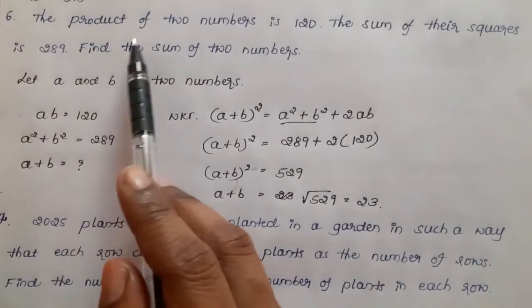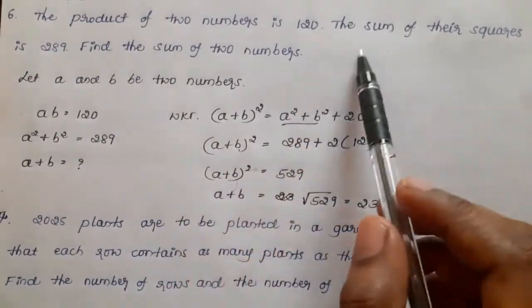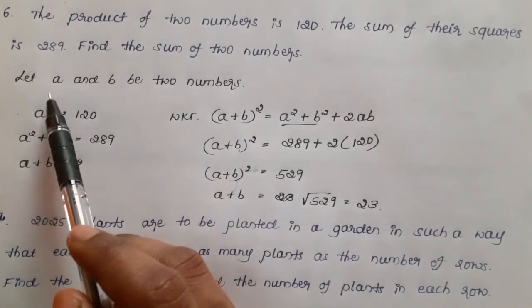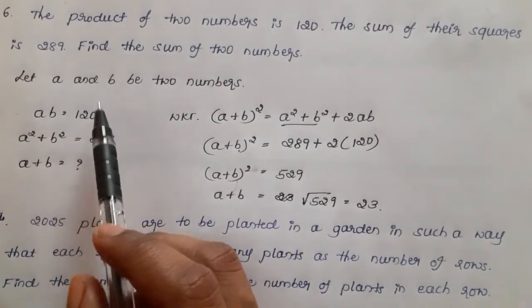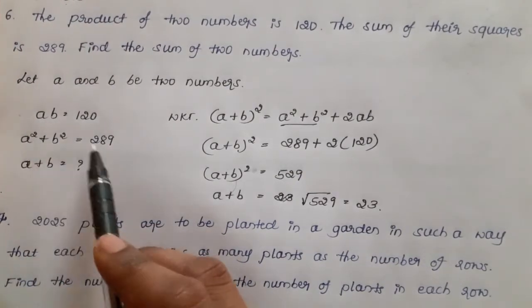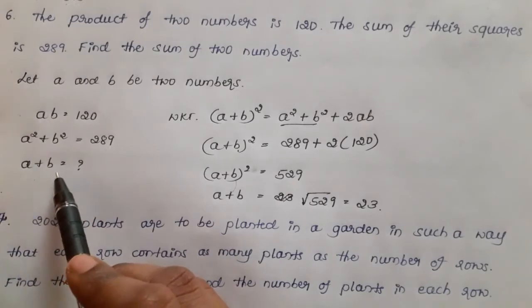Next one. The product of two numbers is 120. The sum of their squares is 289. Find the sum of the two numbers. Let us take a and b to be the two numbers. So their product is 120. Sum of their squares is 289. We need to find a plus b.